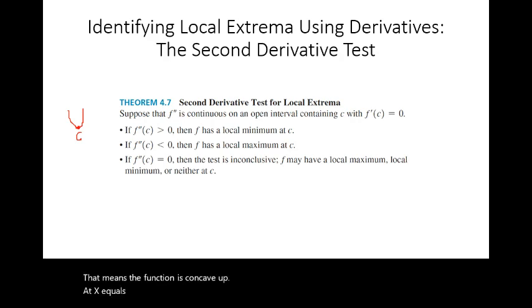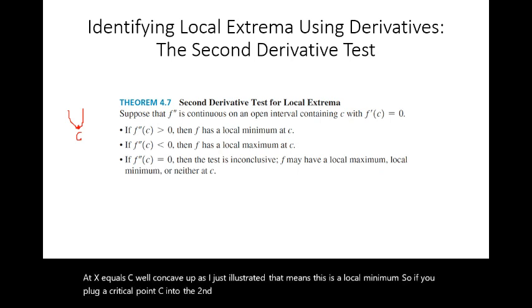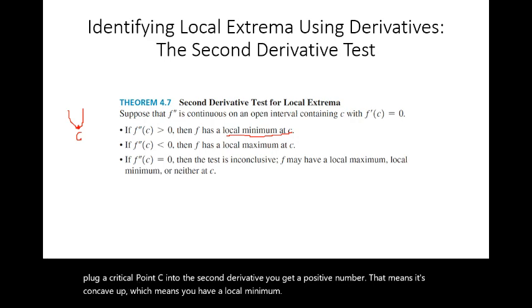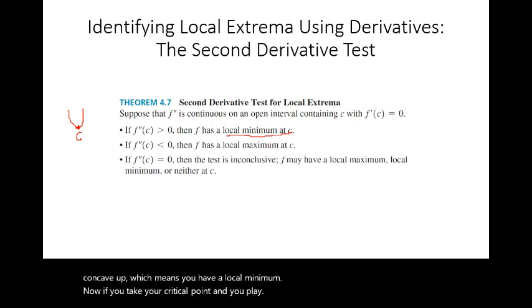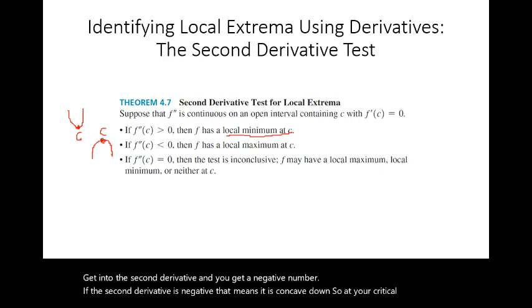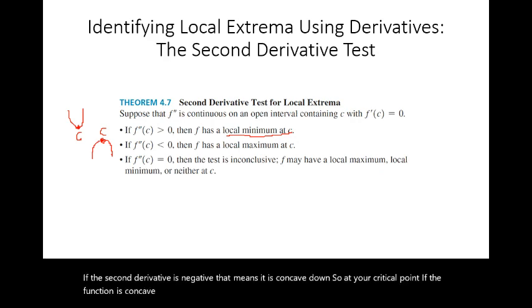Well, concave up, as I just illustrated, means this is a local minimum. So if you plug a critical point c into the second derivative and you get a positive number, that means it's concave up, which means you have a local minimum. Now, if you plug your critical point into the second derivative and you get a negative number, that means it is concave down. So at your critical point, if the function is concave down, that's a local maximum.